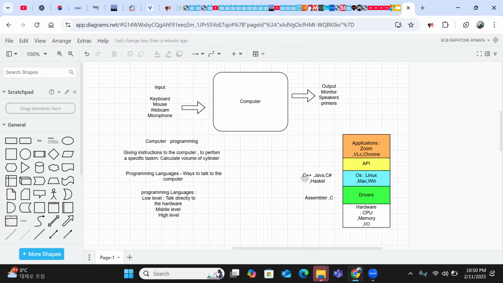And then the high level, there are also others which are called scripting languages. This is where we have Python.